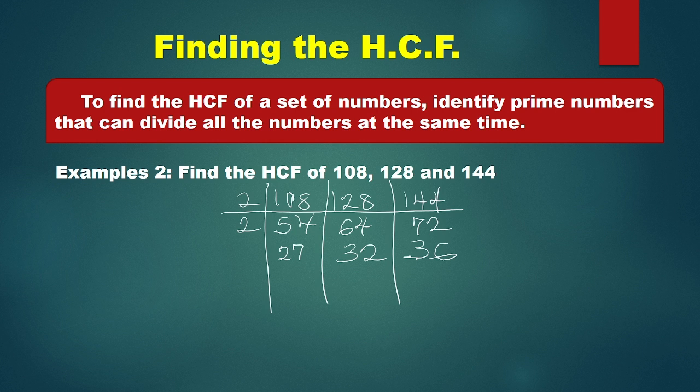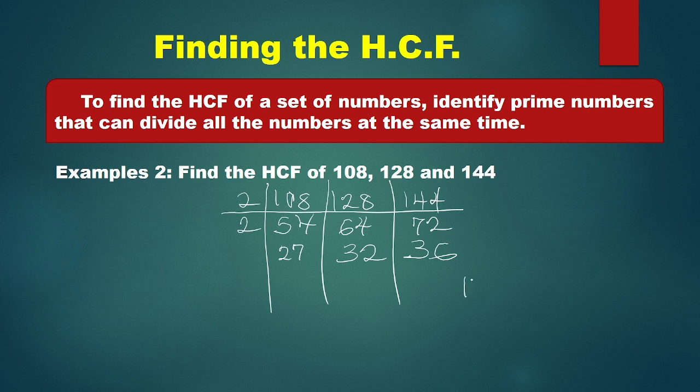What can divide all of them at the same time again? Can 3 divide all the numbers? 3 can only divide 27 and 36, but it cannot divide 32. So can 4? No, 4 is not a prime number, so I'll go to 5. 5 cannot divide them. 7 cannot divide them. 9 is not a prime number. 10 is not a prime number. 11 is a prime number, but it cannot divide all the numbers. So apparently, no other prime number can divide all of these numbers at the same time.